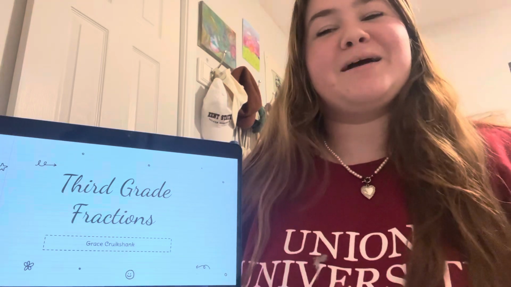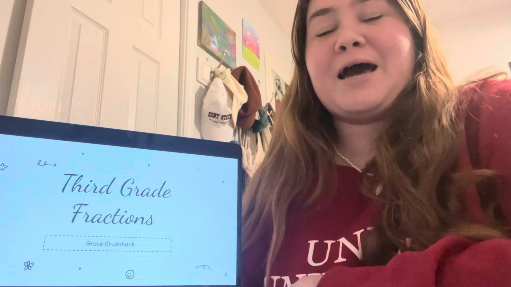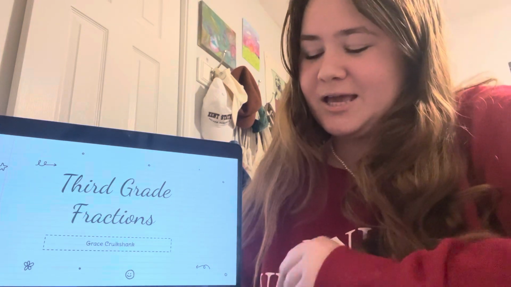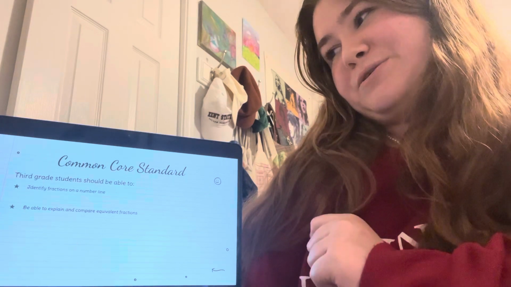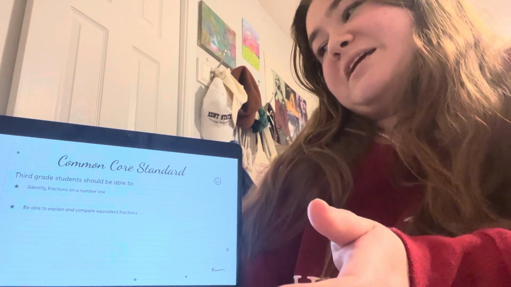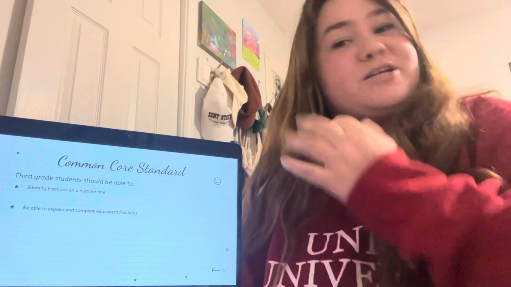For my lesson plan, I'm doing third grade math with fractions and teaching them how to tell when they're equal and how to add and subtract. And so the Common Core standard for third grade students is they should be able to identify fractions on a number line and be able to explain and compare the equivalent fractions.